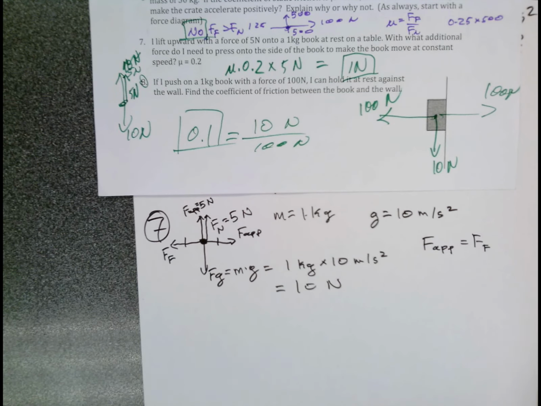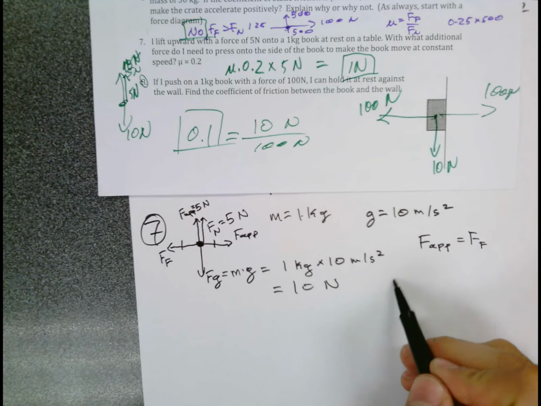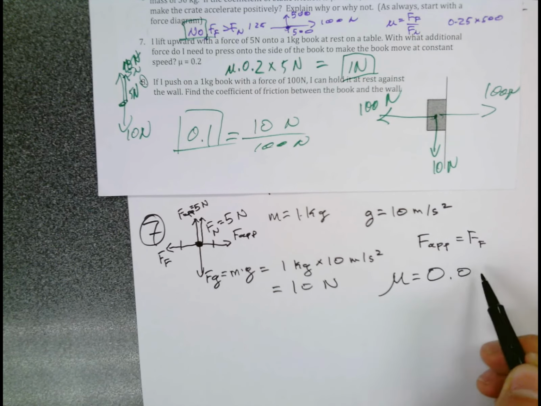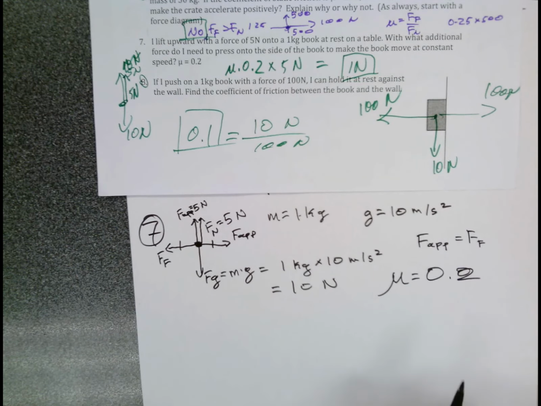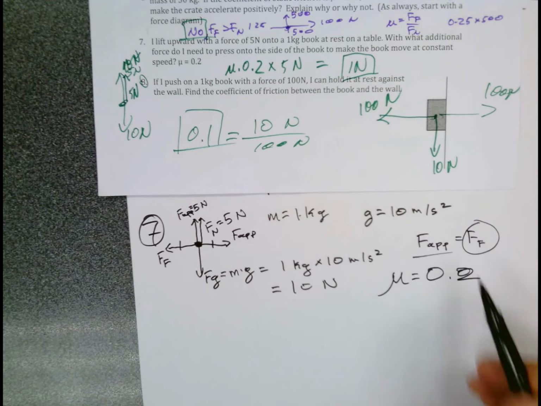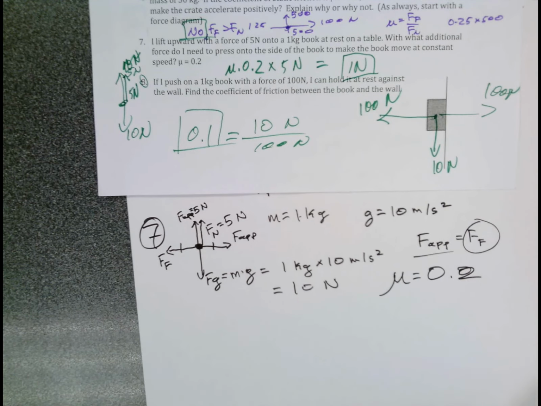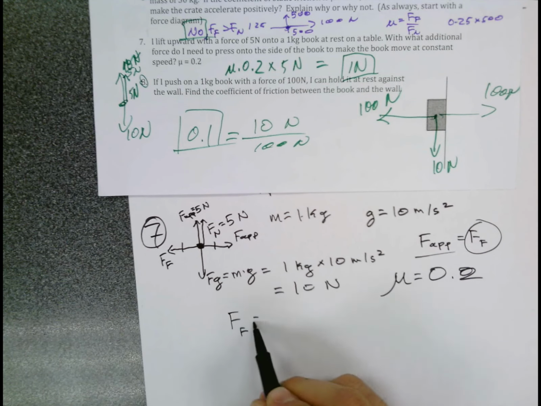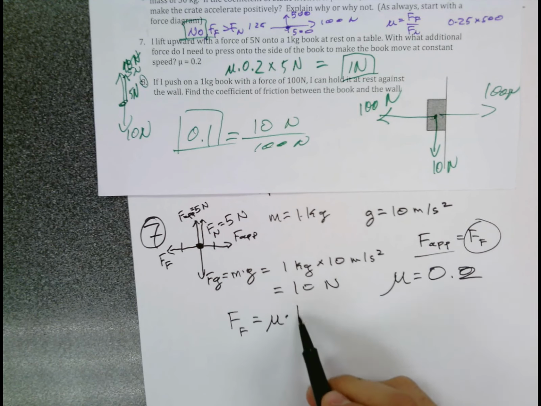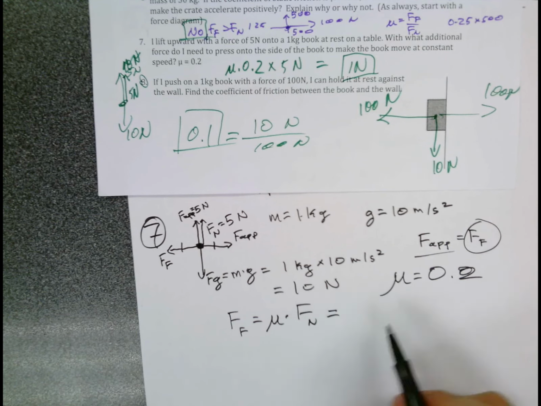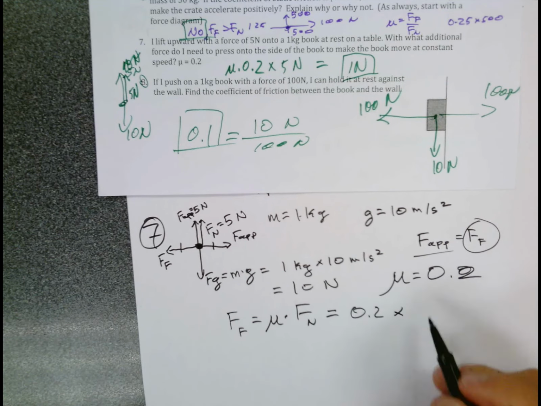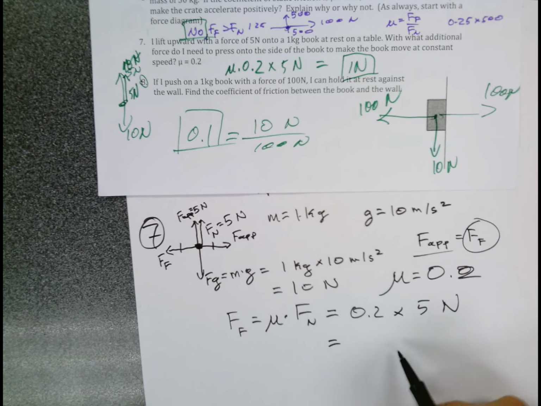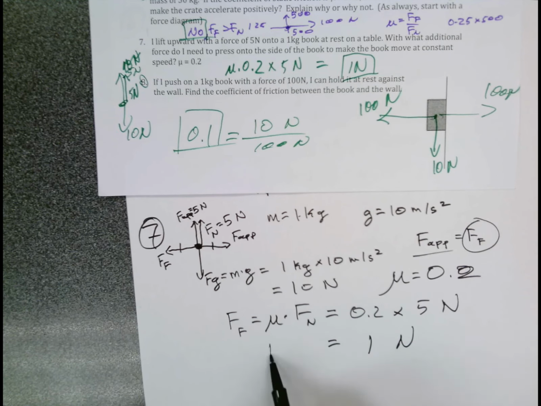In that case, we will have to use another given, which is the coefficient of friction, equal to 0.2. And if we are looking for the force of friction, which is also the applied force, to get to constant velocity, we'll use the force of friction is equal to the coefficient of friction times the normal force, which gives us 0.2 times 5 newtons, which is equal to 1 newton. If that's the force of friction, it also must equal the applied force, and that will move the book at constant velocity.